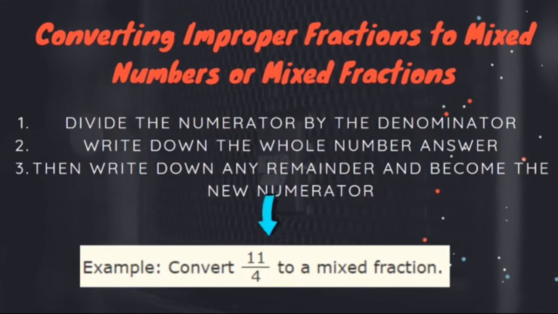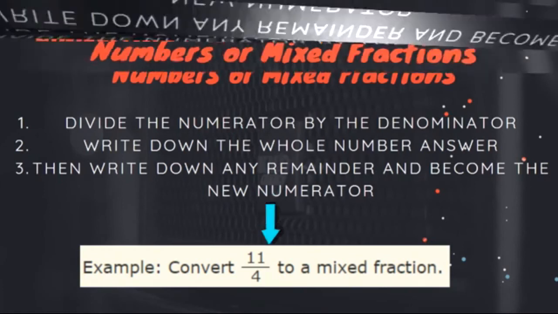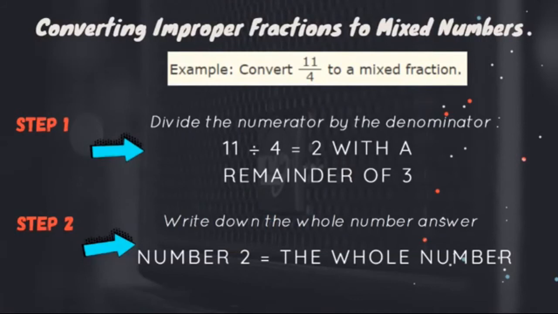Example, we want to convert 11/4 into a mixed fraction. Let's solve it by following each of the steps. First, divide the numerator by the denominator. It means you need to divide 11 and 4. 11 divided by 4 is equal to 2 remainder 3. Second, write down the whole number answer. That means we need to write number 2 as the whole number.